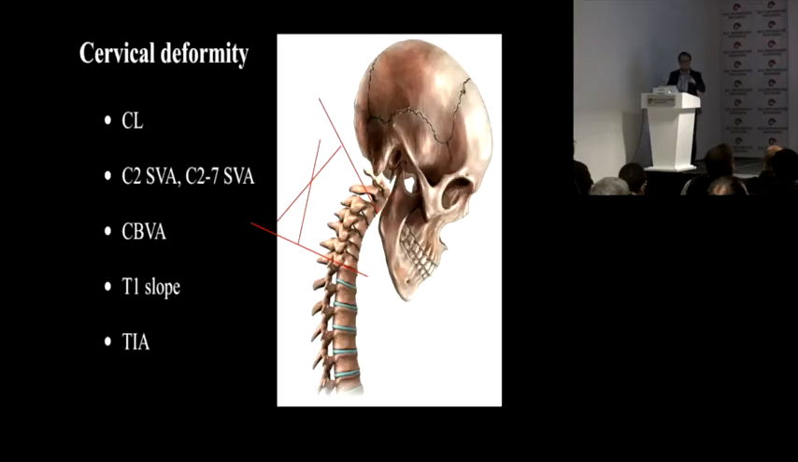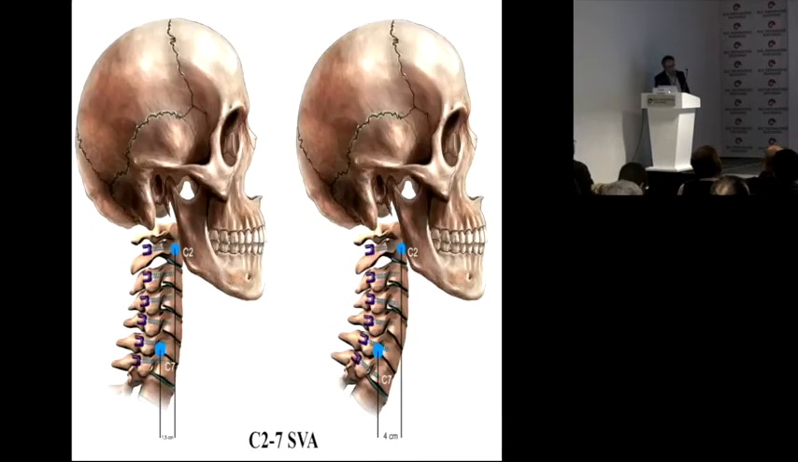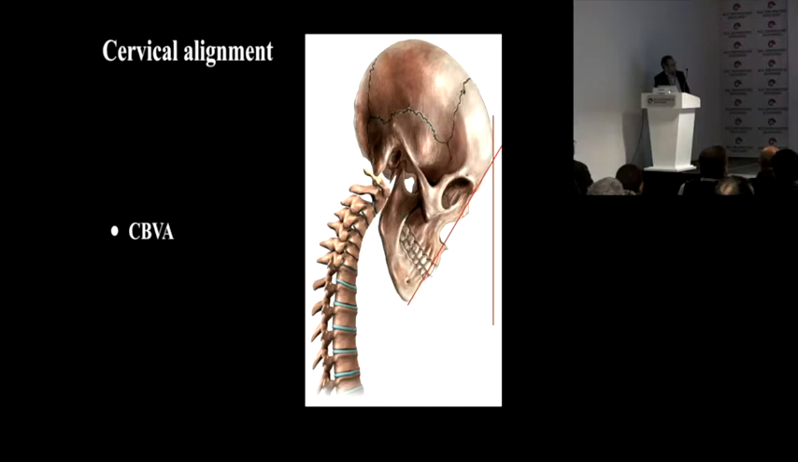So, to understand the cervical deformity, we have to know some terms. First of all, cervical lordosis, C2 SVA, C2-C7 SVA, chin-brow vertical angle, T1 slope, and thoracic inlet angle. The cervical lordosis is the angle between C2 and C7. C2-C7 SVA is if you drop a line from C2, and this C2-C7 SVA is the distance between this line to the posterior superior border of C7. Chin-brow vertical angle is the angle between the chin-brow line and the perpendicular line to the floor.